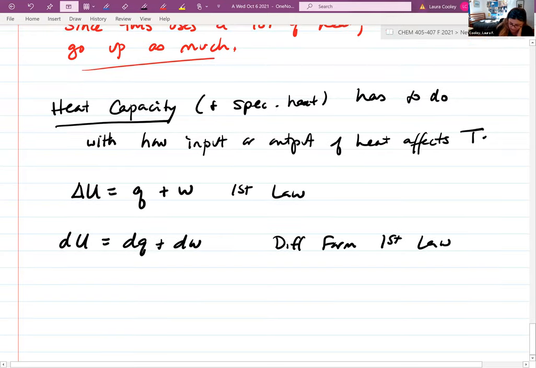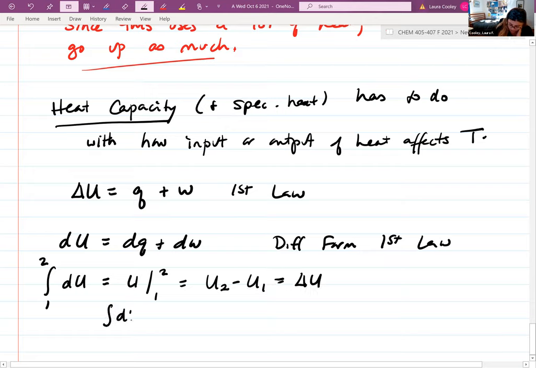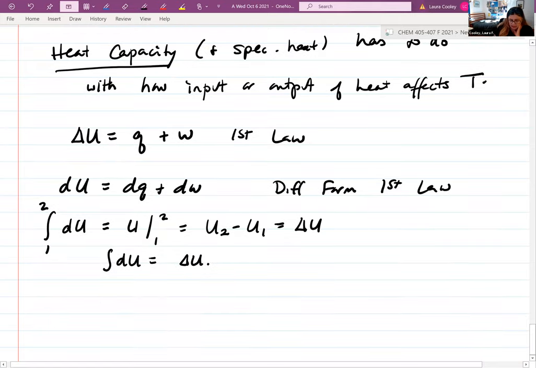And I just want to say that if you take dU and you integrate it between two states, it's actually U evaluated from 1 to 2, or U2 minus U1, or delta U. So the integral of dU is delta U. So we have dU is dQ plus dW.